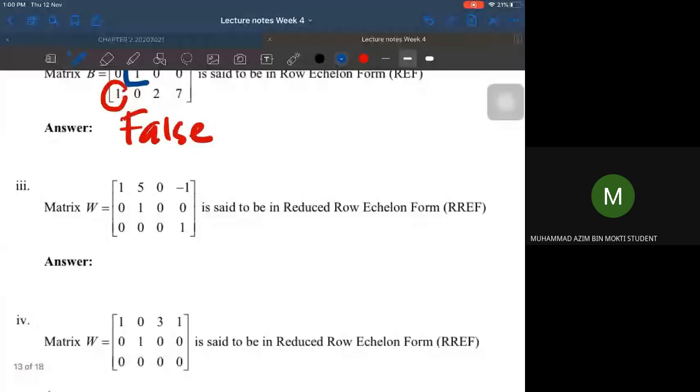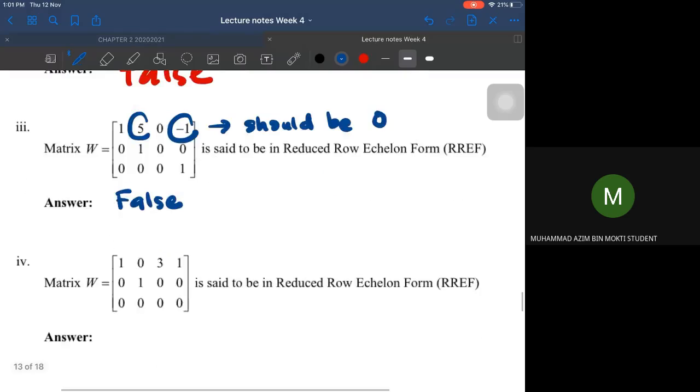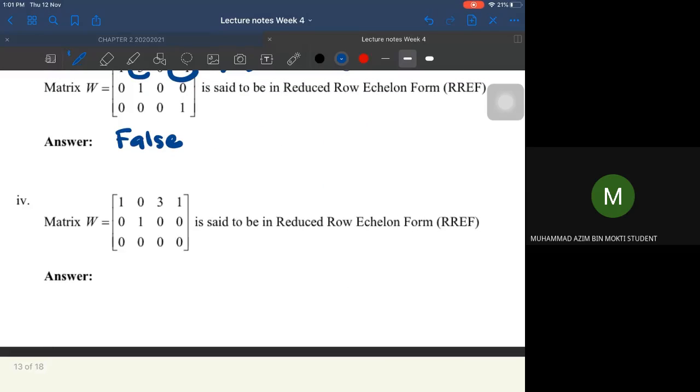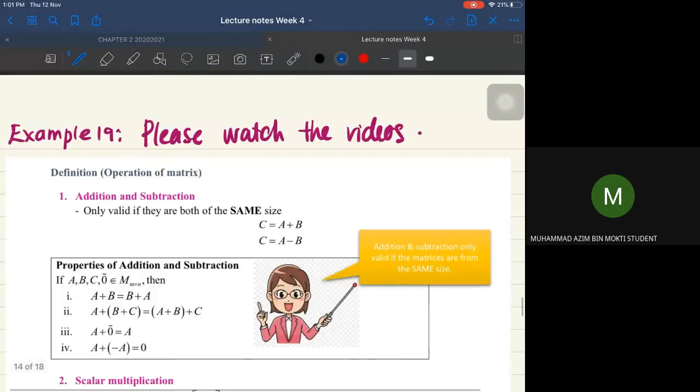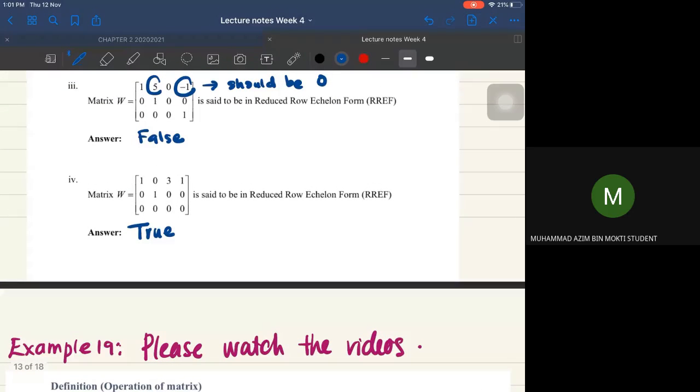Number 3. Is this RREF? No. So this is also false. Sebab apa? Sebab 5 dengan negatif 1 ni should be 0. Okay. And the last one here. This is RREF. So this is true. Okay. So semua faham. You all boleh buat ni. Okay, so siapa yang tak faham lagi, you please try to do example 19 and you boleh tengok video tu lah. Okay.